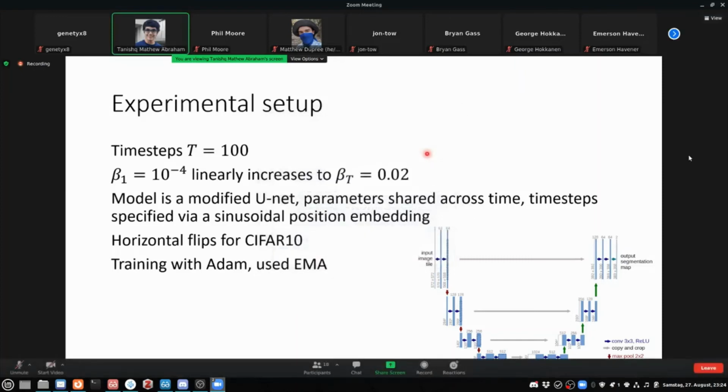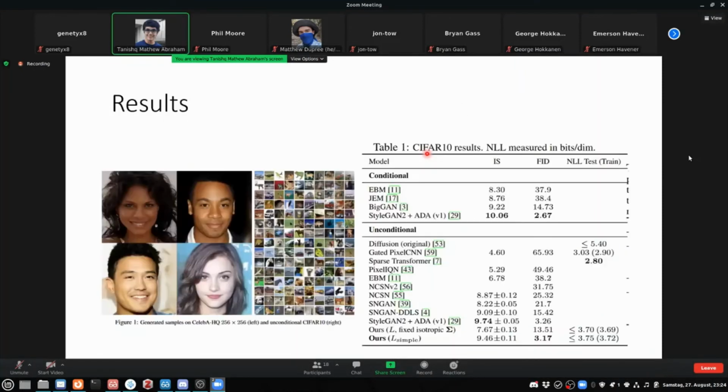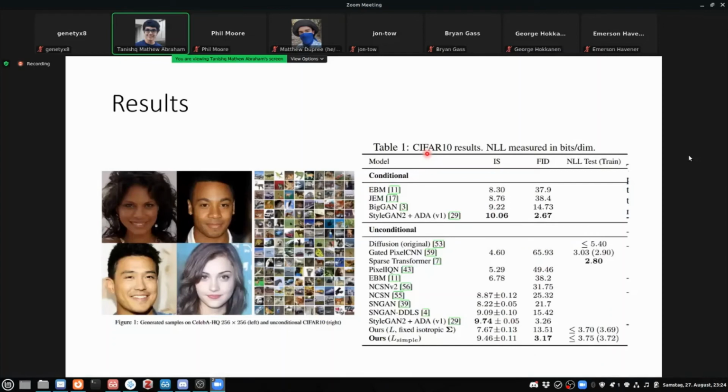So, just some samples here. These are some of the samples that are produced, and then their FID scores, for example, inception scores and FID scores. Here, their FID for CIFAR10 was state of the art at the time, for unconditional models. For conditional, I guess StyleGAN2 was best, but still quite competitive at the time. And so I think that's what sparked this whole diffusion model revolution.